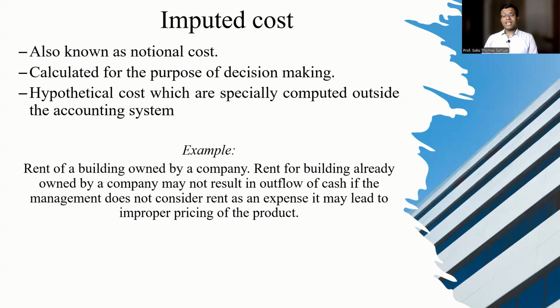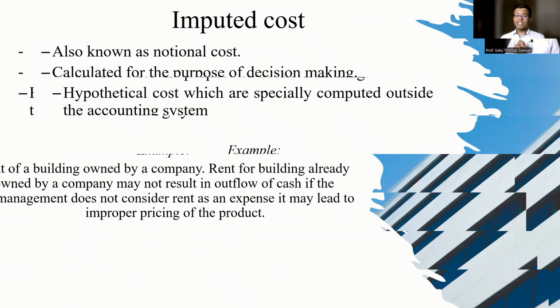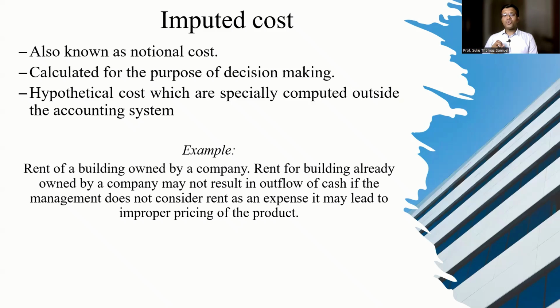Next is referred to as imputed costs. Imputed costs are also referred to as notional costs. These are costs that you calculate only for the purpose of decision making. So in other words, these are hypothetical costs to ensure that your calculations are in place. Let's talk about this with an example. Imagine you are running your manufacturing unit out of your own premises. You are not required to pay rent. However, in order to ensure that your calculations in terms of determining the cost of the product are intact, you include a rent. So that rent is a notional amount that you're including for your calculation. This would be an example of a notional cost.